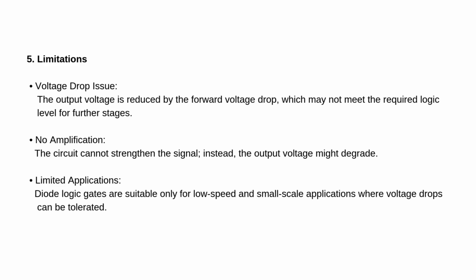However, there are also limitations. Voltage drop issue: the forward voltage drop of the diodes reduces the output voltage, which might not meet the required logic level of the further stage. No amplification: the circuit cannot strengthen the signal. In fact, the output voltage might degrade. Limited application: diode logic gates are suitable only for low-speed, small-scale applications where voltage drops are acceptable. For high-speed or large-scale systems, transistor-based logic is preferred.